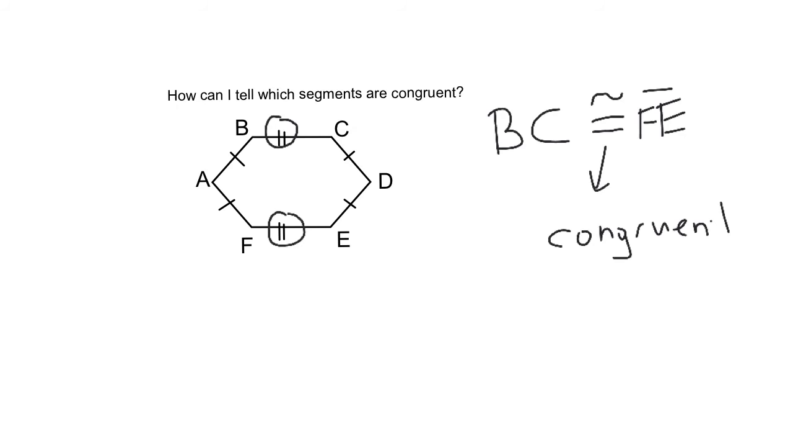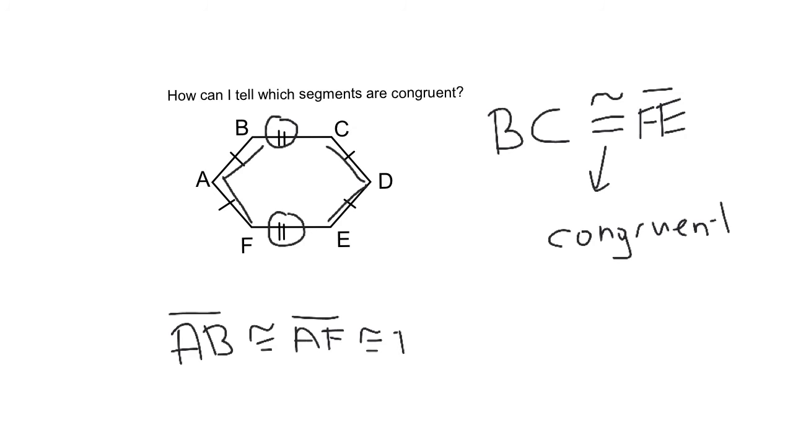Also, I see that this segment is congruent to this segment, congruent to this segment, congruent to this segment. How do I know it? Each segment has 1 tick mark. So I can also say segment AB is congruent to segment AF, is congruent to segment ED, and is congruent to segment CD. Okay?